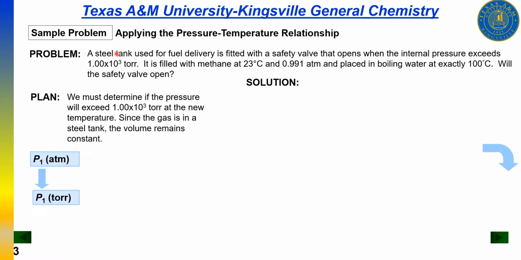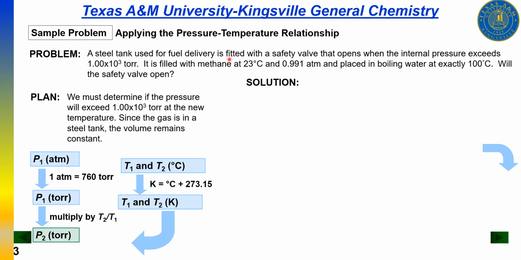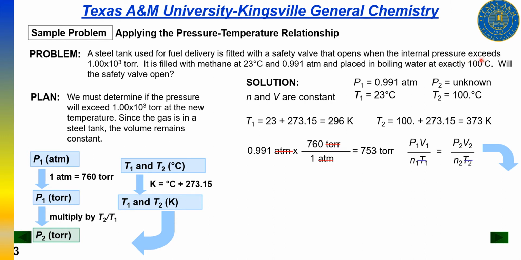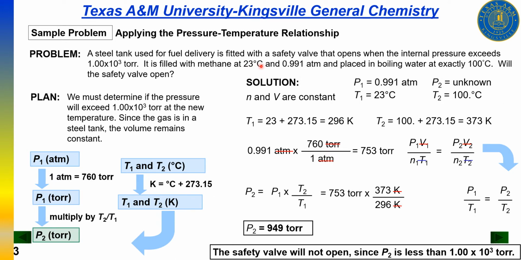You have a steel tank used for fuel delivery. This steel tank is fitted with a safety valve, which is going to open whenever the internal pressure exceeds 1,000 torr. It is filled with methane at 23 Celsius and the pressure was 0.991 atm. Then this steel tank has been placed in boiling water at exactly 100 Celsius. The question is, will this safety valve open?